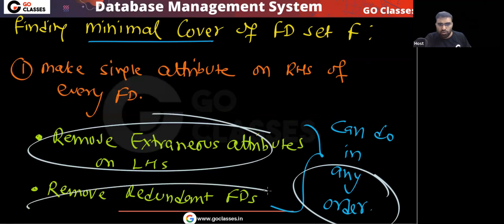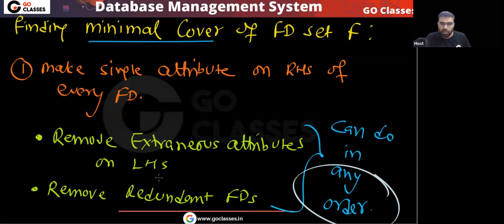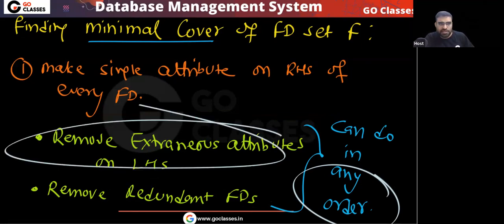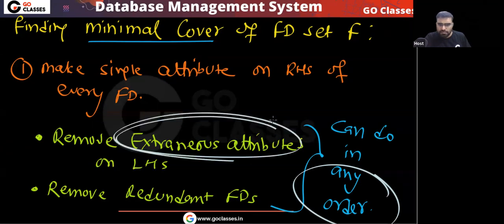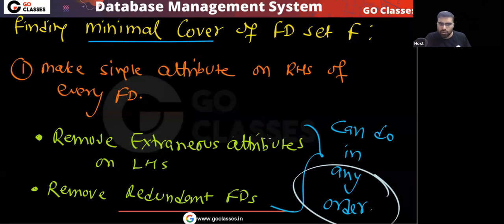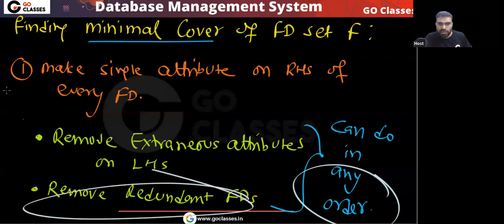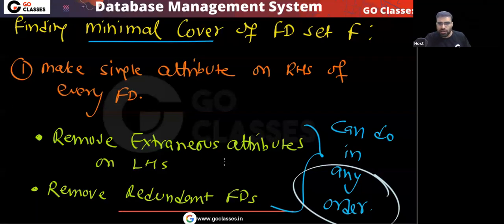The point is simple. These two things you have to do. You have to remove the extraneous attribute on the LHS. Also, you have to remove redundant FDs. These two things you can do in any order. Is this clear? Let me know.